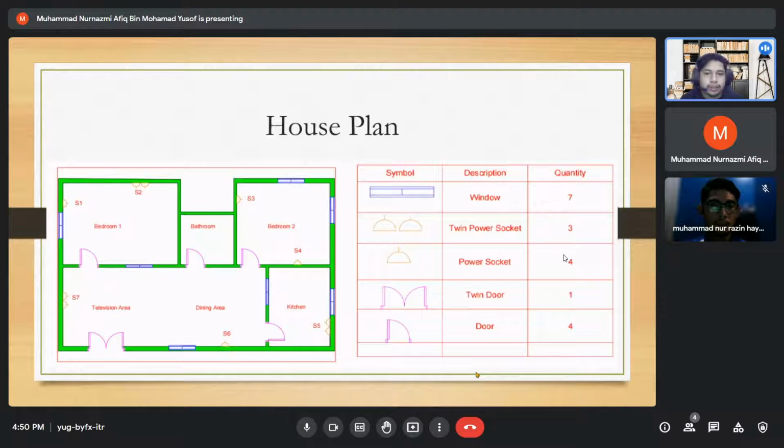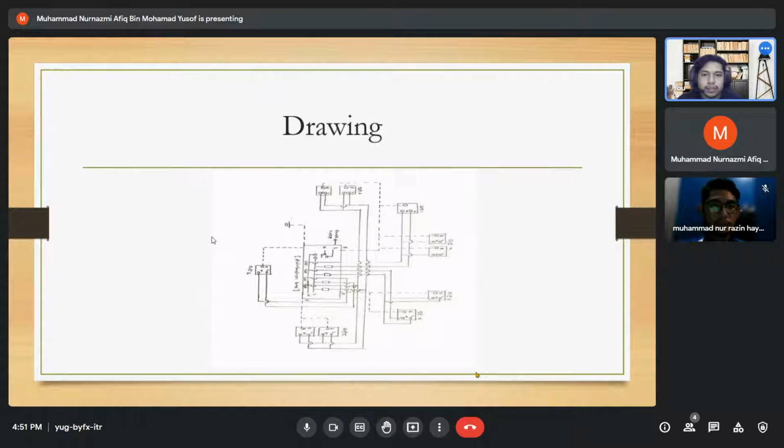Next, this is the house plan for the schematic diagram. In bedroom 1, we have one socket S1 and one twin power socket S2. In bedroom 2, we have two power sockets. At the kitchen, we have a twin power socket, at the dining area we have one power socket, and at the television area we have one power socket, which is S7. So this is the drawing for the house plan.